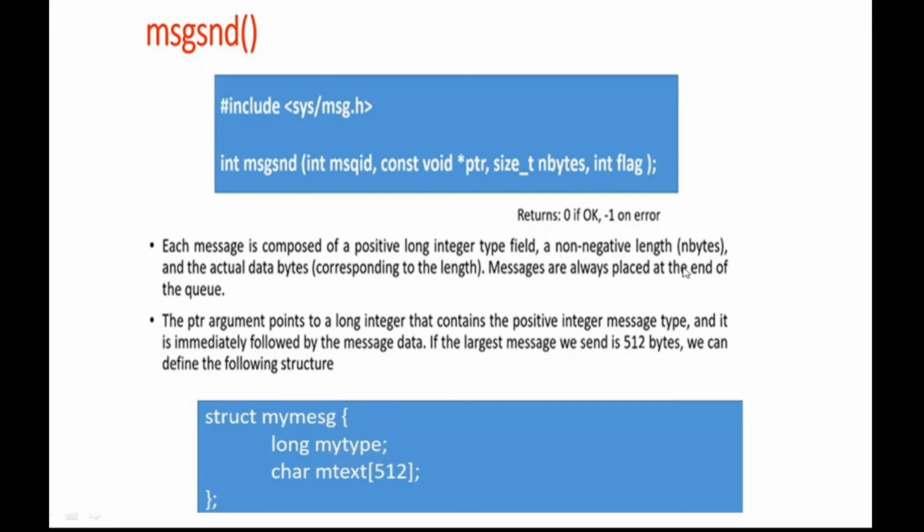Messages are always placed at the end of the queue. We know that it is going to work on first in first out. The pointer argument points to the long integer which is going to contain the positive integer message type, and then it is immediately followed by the message data. If the largest message we send is 512 bytes, then we can define the following structure. So here long mytype will be a variable, and the character array is going to contain the size of 512 characters.